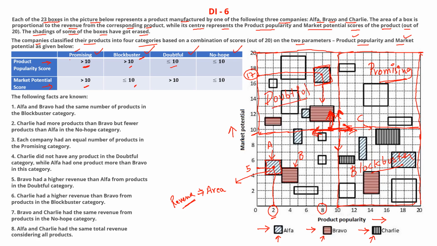And for no hope, it is less than or equal to 10 for both product popularity and marketing potential. So for less than 10, again backwards 10 and vertically downwards 10. That means this region. Now this region is representing the no hope category. So that means the company has divided their products into 4 categories: promising, doubtful, no hope and blockbuster, on the basis of their product popularity score and marketing potential score, which is provided in the table as per their classification.